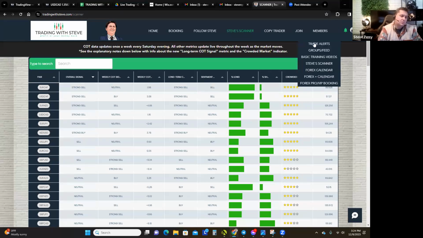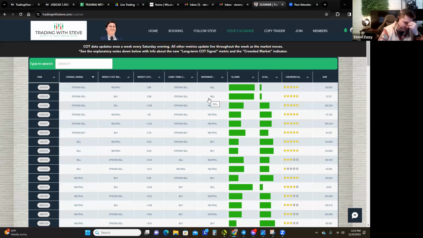And also another thing to be aware of too, guys. I get this question a lot. Just because one metric says buy and another metric says sell doesn't necessarily mean that it's going to be a bad trade for the week. So you might see sentiment say buy, weekly shift says sell, long term says sell as well. The overall signal is supposed to clear up that and give you more clarity.